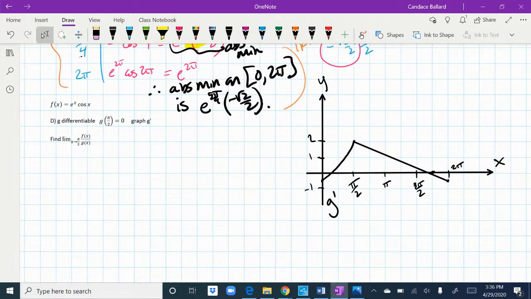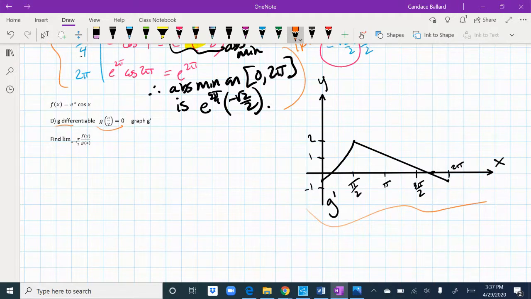Okay. Looking at part D. Let g be a differentiable function such that g of pi over 2 equals 0. So we know we're differentiable. We know we've got g of pi over 2 equals 0. They gave us the graph of g prime. And we have to find the value of the limit as x approaches pi over 2 of f of x over g of x, or state that it does not exist. Justify your answer.